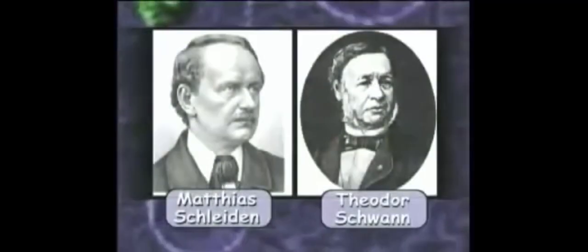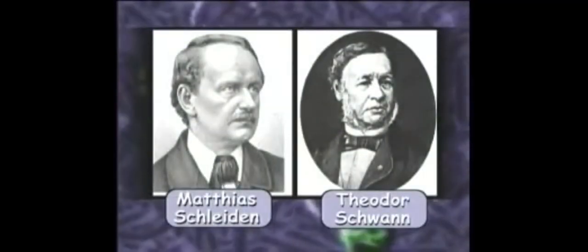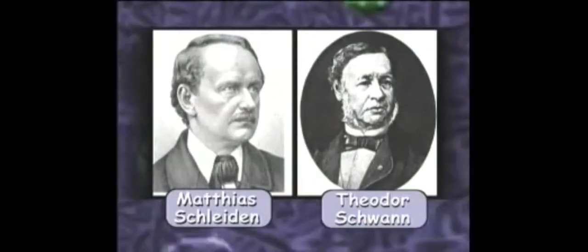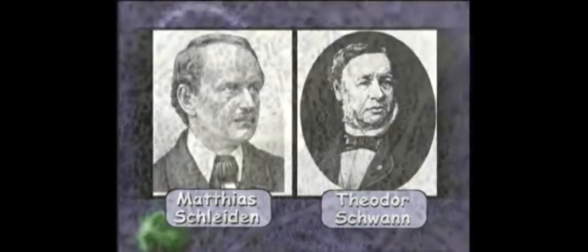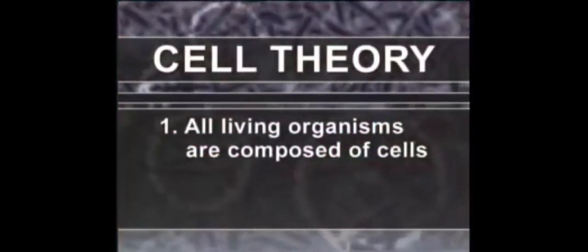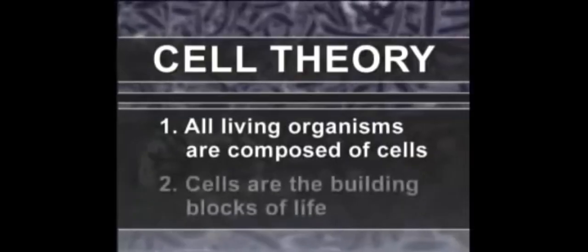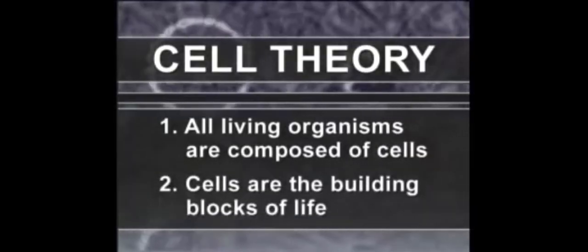In 1839, two German biologists, Matthias Schleiden and Theodor Schwann, developed an idea called cell theory. While looking at thin slices of animals and plants through a microscope, they saw how everything seemed to be made of tiny chambers. They called these chambers cells. Their theory states that all living organisms are composed of cells, and that cells are the building blocks of life. And while these were important revelations and are still accepted today, they still didn't know where cells came from.